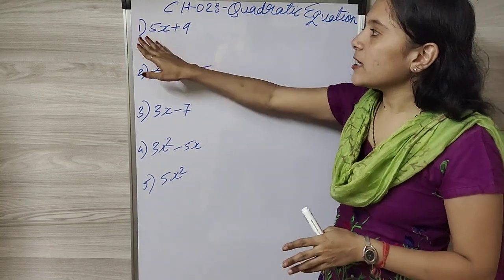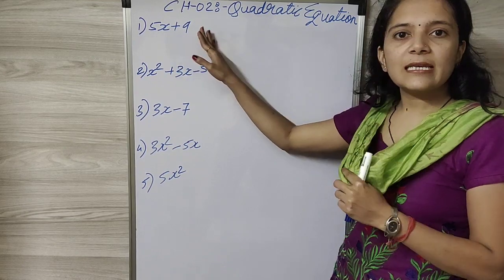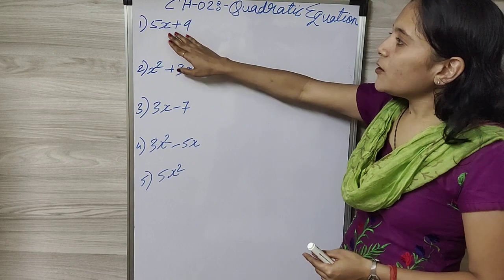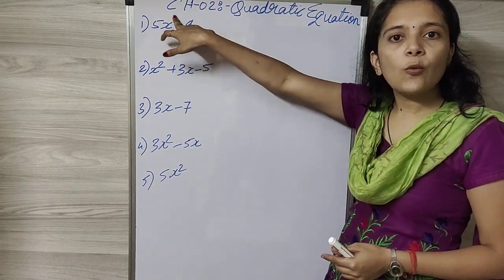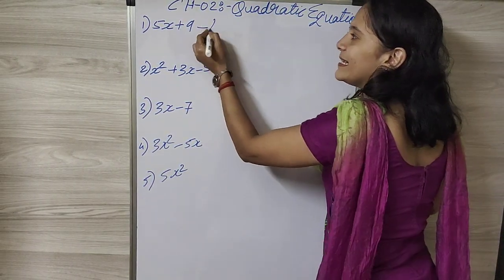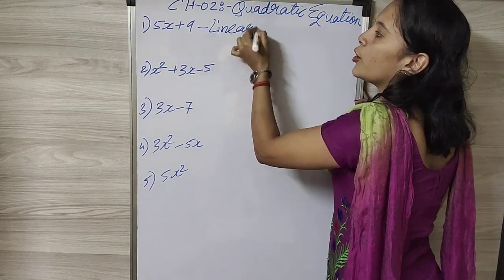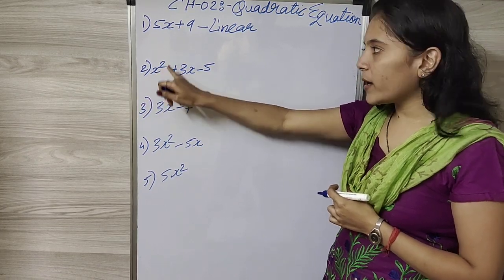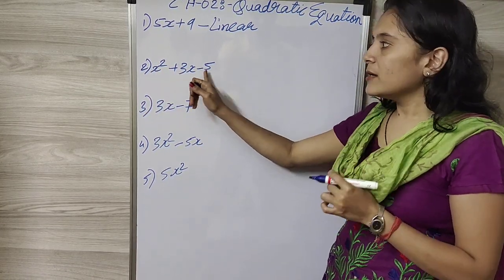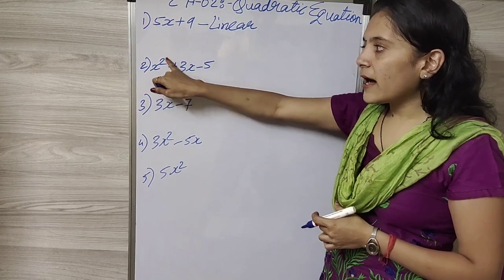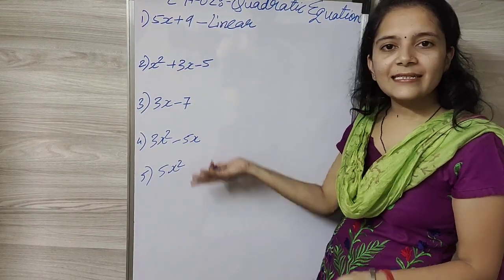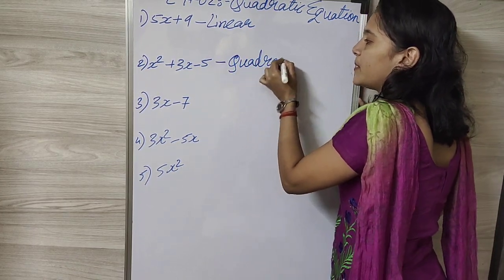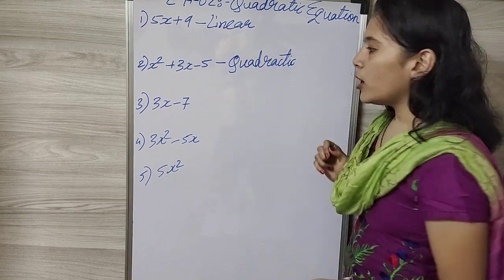Very simple. See here, the first question is 5x plus 9. This is an expression, not an equation. So 5x plus 9: can you see here, the x has the highest degree 1. So simple, it is a linear polynomial. See the second one, x square plus 3x minus 5. Here x square, x has the highest degree 2. Simple, and it is a quadratic expression or quadratic polynomial.